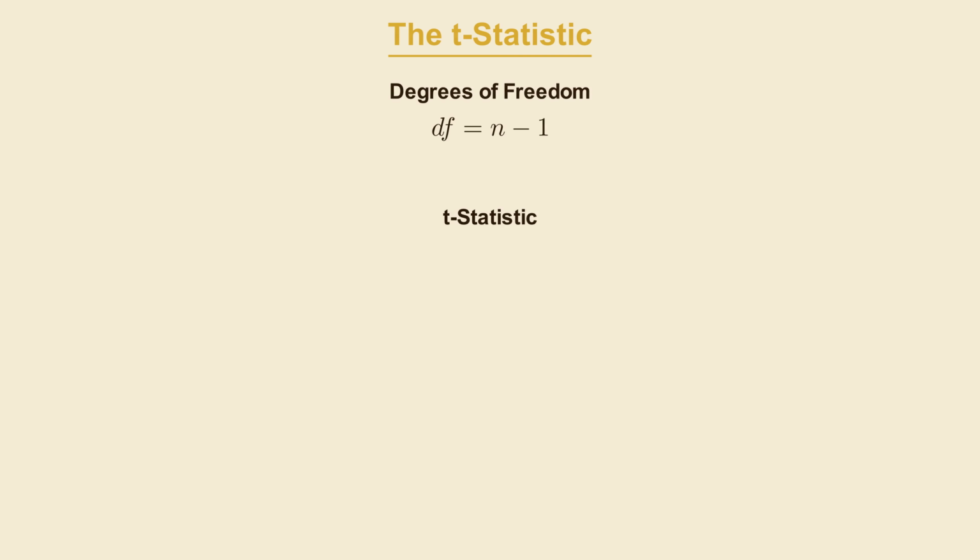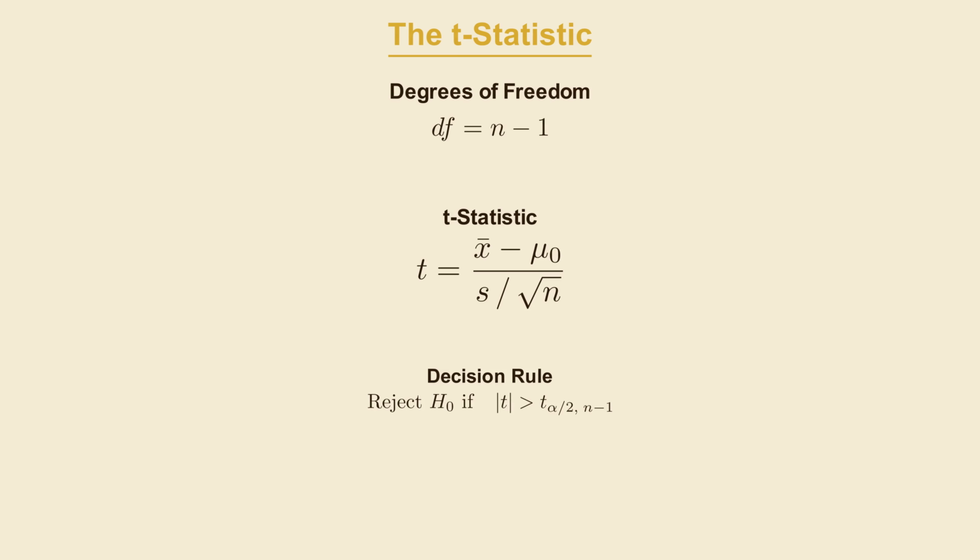The t-statistic has the same structure as the z-statistic that you already know. It's the sample mean minus the null hypothesis value, divided by the standard error. The only difference is the standard error uses the sample standard deviation s rather than the population standard deviation. So the formula gives you the sample mean minus mu naught, all divided by s over the square root of n. Once you have the t-statistic, you compare its absolute value to the critical value from the t-distribution with n minus 1 degrees of freedom. Exceed the threshold and you reject. If you fall short, then you fail to reject.